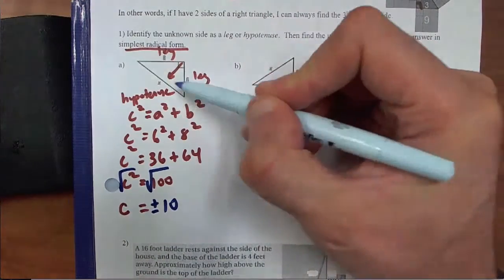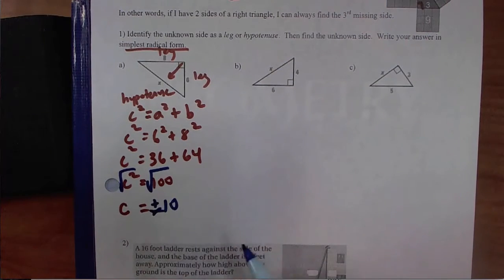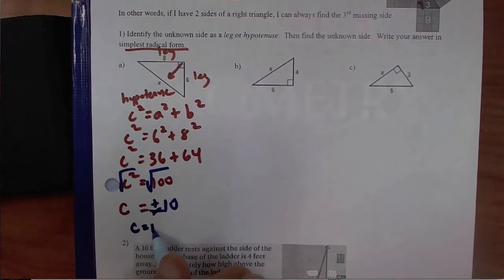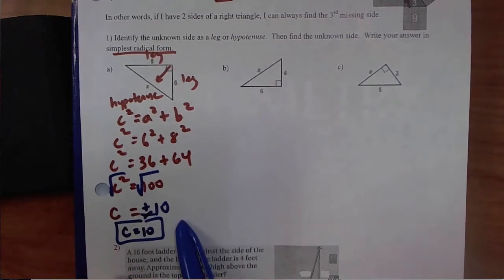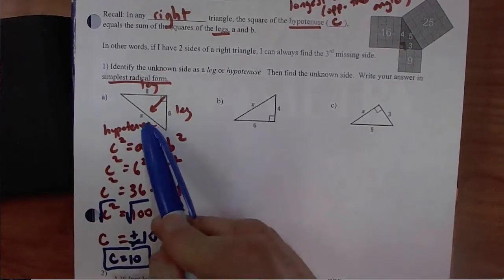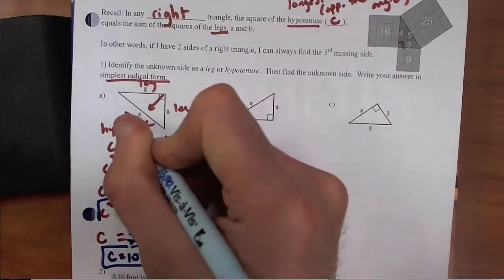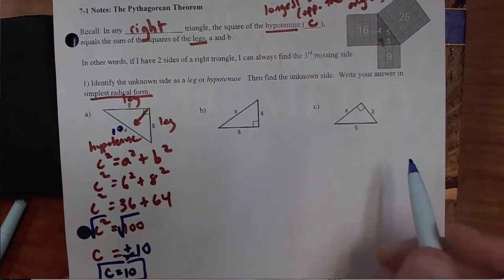Now this would be the correct answer, except because we're in geometry, we're dealing with actual lengths. We can't have a negative length, so we don't worry about the negative, so we just say C equals 10. Okay? So notice here, just like with this triangle, 3, 4, 5, this was 6, 8, 10.